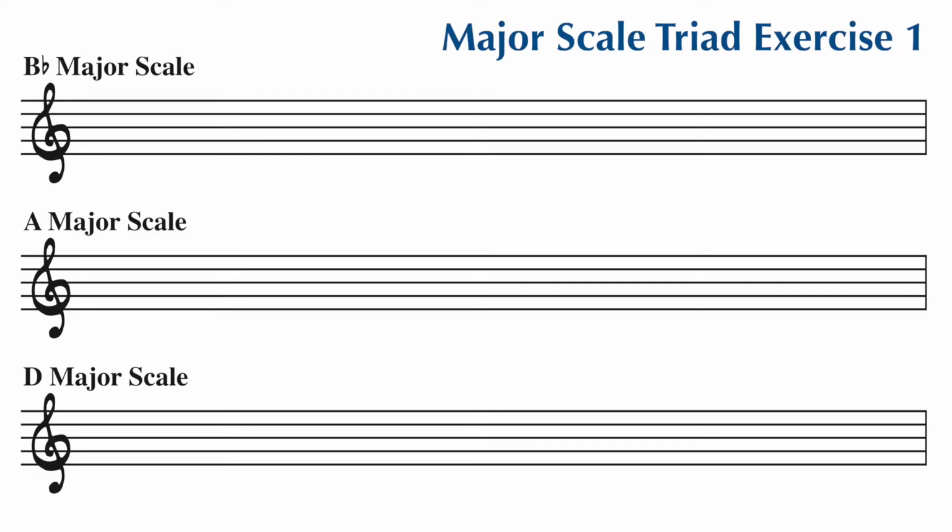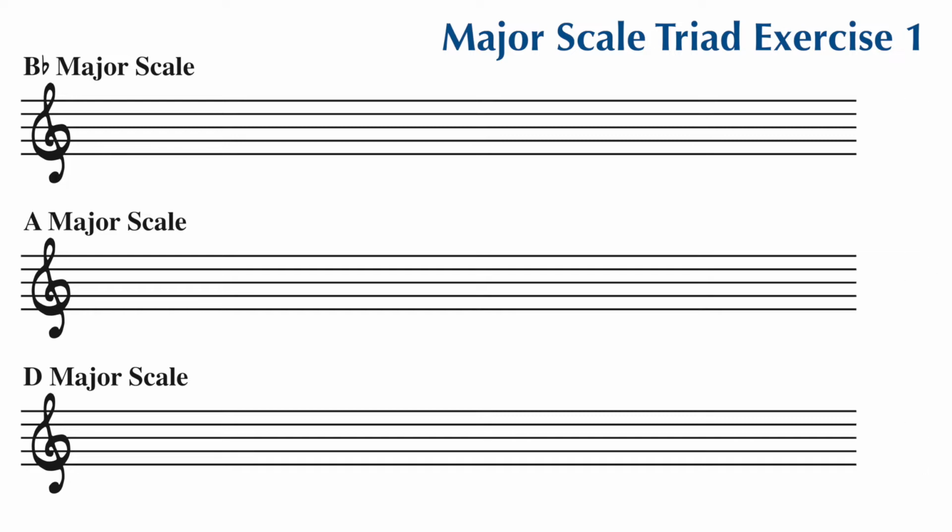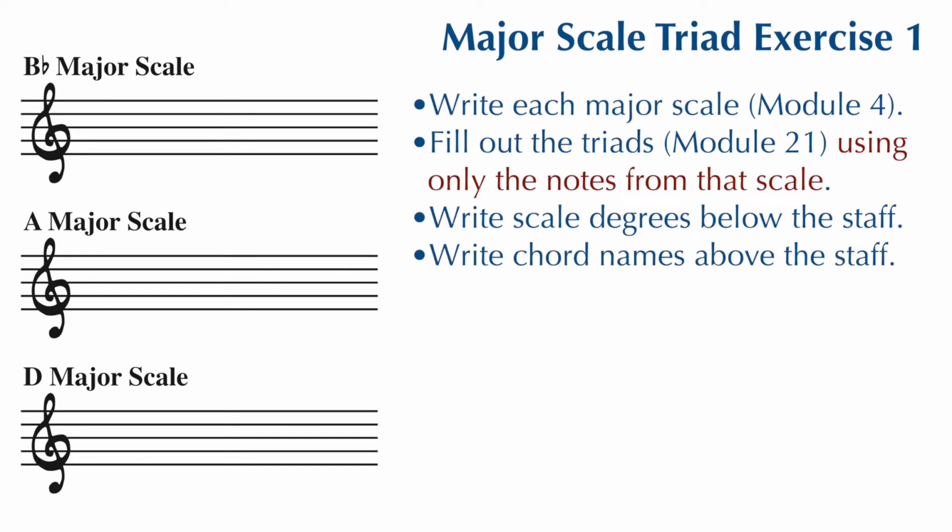At the bottom of page 66, we have this major scale triad exercise 1. Your job is to construct these 3 major scales, B flat, A, and D major. Then fill out the triads using the notes from that scale. Then write the scale degree numbers below the staff and write the chord names above the staff. If you need to review writing major scales, check out Module 4. And if you need to review triads, look at Module 21.